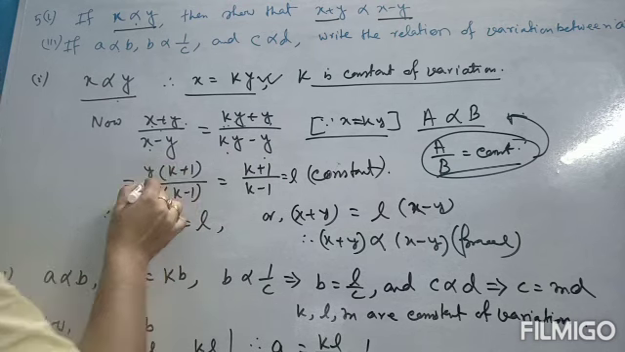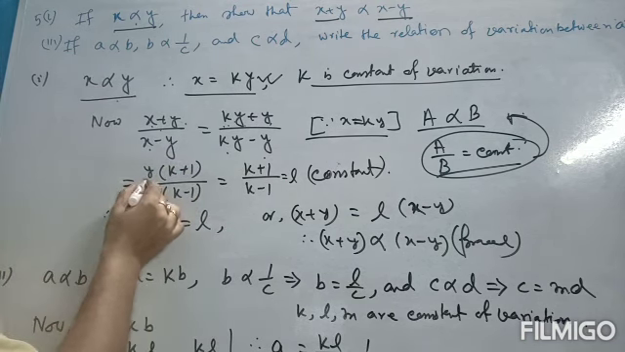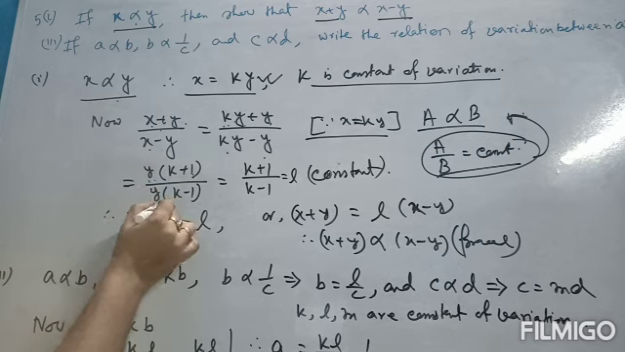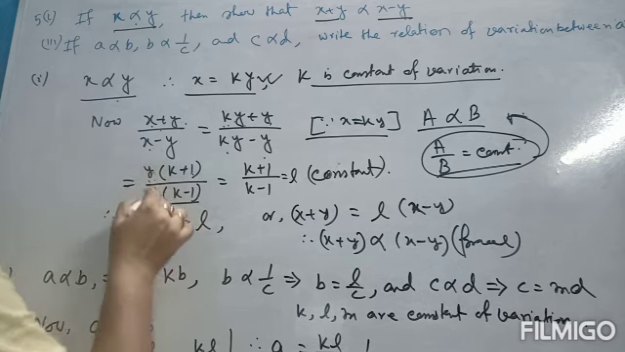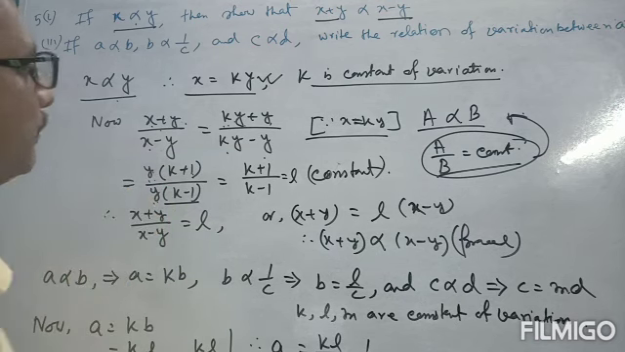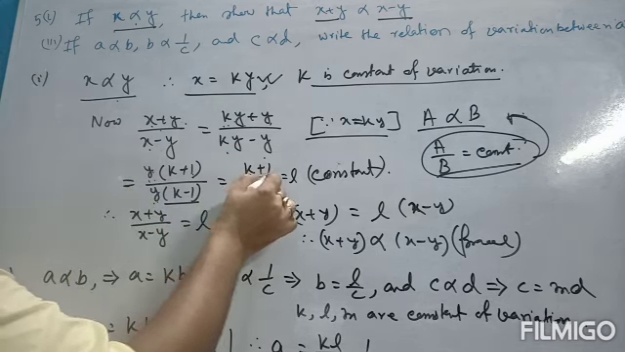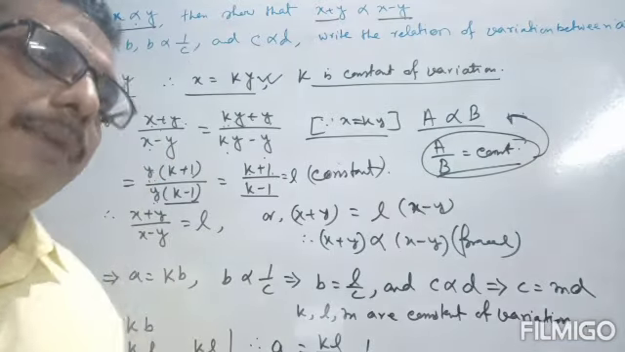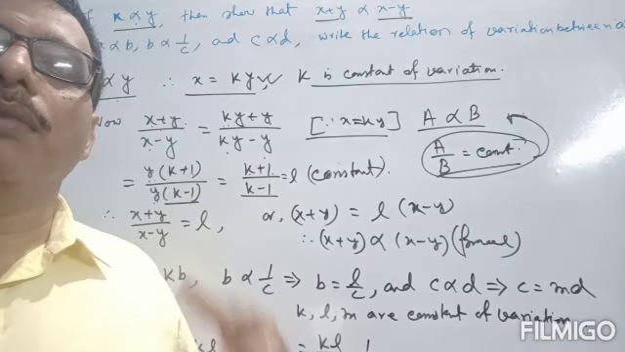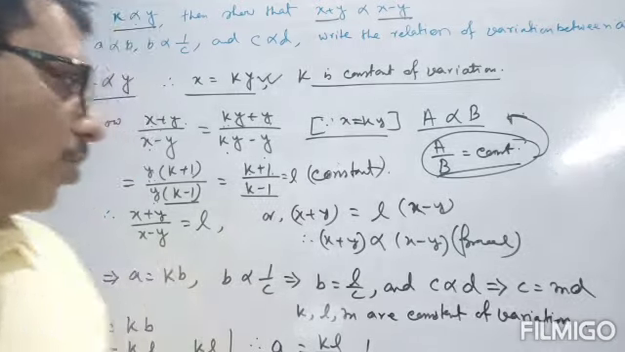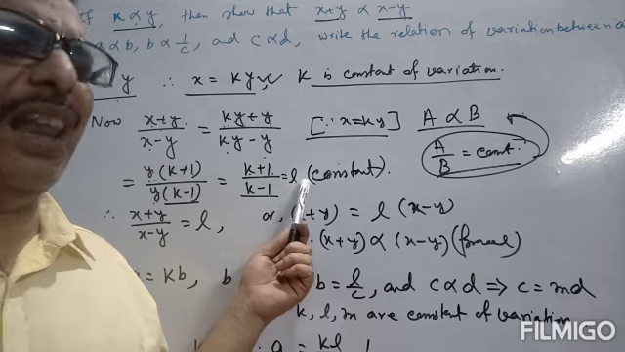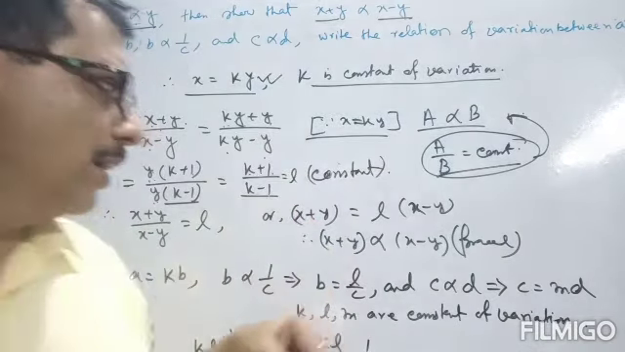Now y is common. So if y is common, then it is y into (k plus 1). Again y is common, then it is (k minus 1). So y cancels out, y is obviously non-zero. So we get (k plus 1) by (k minus 1). If k is constant, k plus 1 is constant, k minus 1 is constant, and division of two constants is also constant. So we can conclude (k plus 1) by (k minus 1) is another constant, say L.